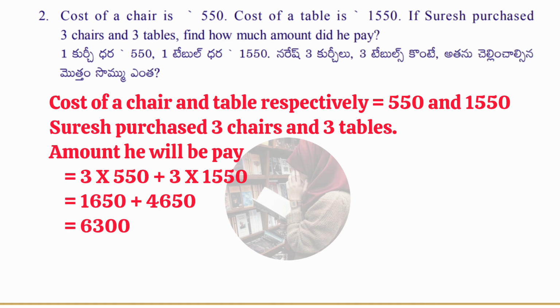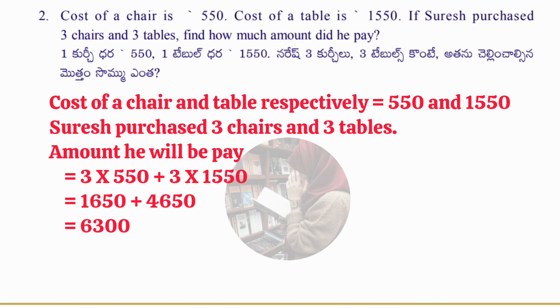So for that also we have to do the multiplication. Cost of chair and table respectively is 550 and 1550. So Suresh purchased 3 chairs and 3 tables means 3 multiplied by 550 plus 3 multiplied by 1550. So 3 multiplied by 550 means 1650 plus 3 multiplied by 1550 means 4650. We have to do the sum, means addition. So 6300 rupees he spent to purchase 3 chairs and 3 tables.